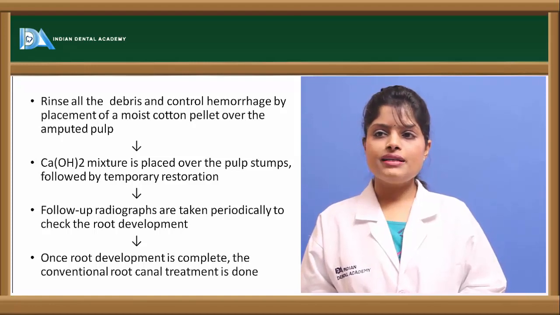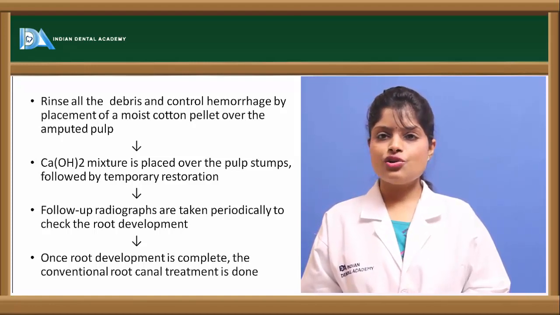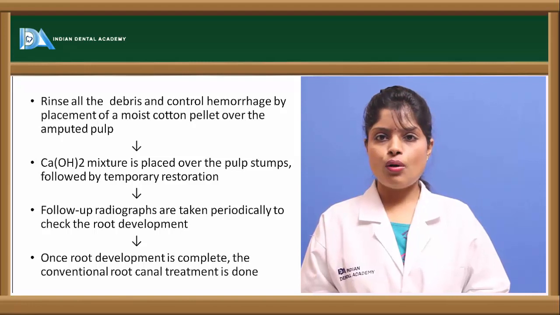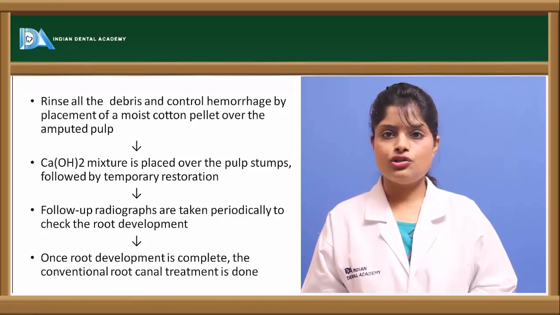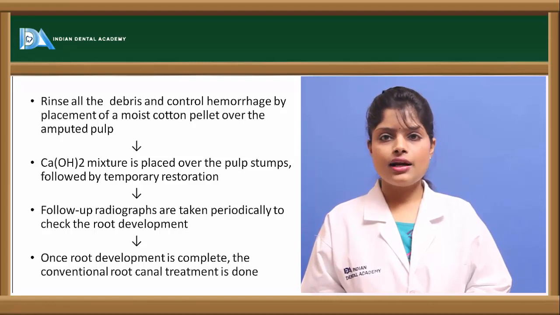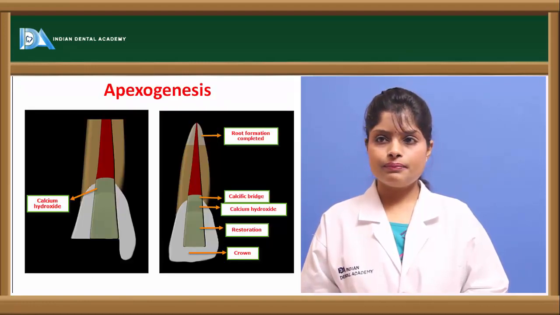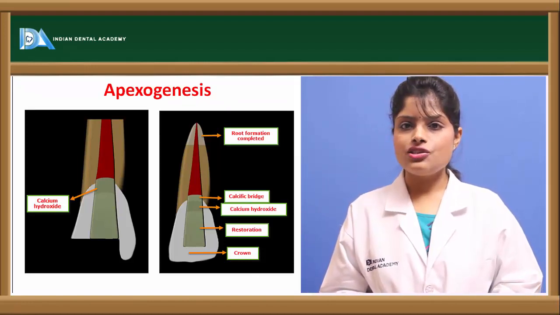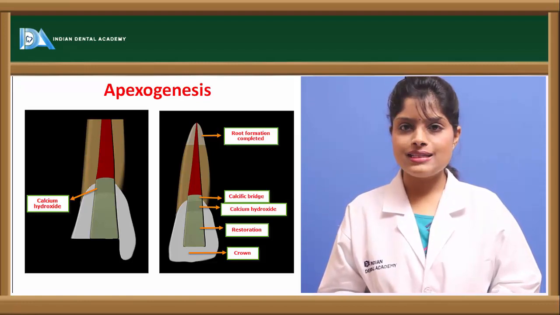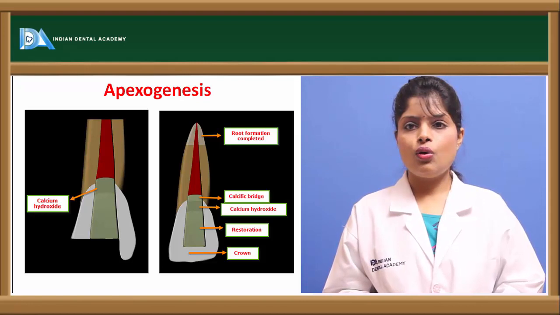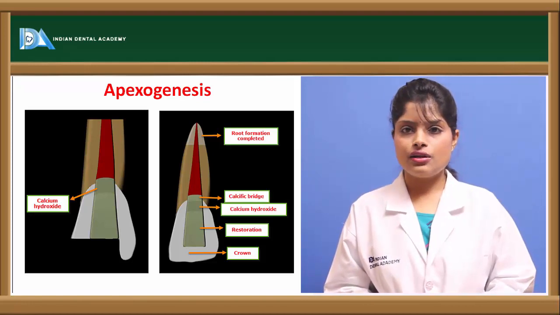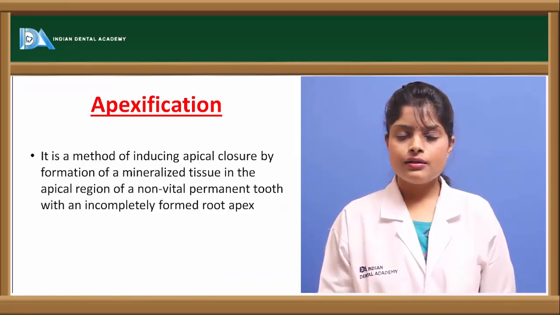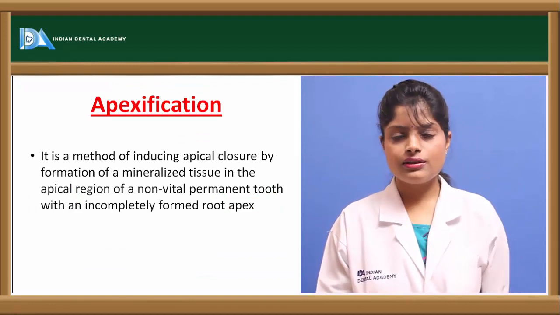Once the root development is complete, conventional root canal treatment can be done and the canal can be obturated with a permanent obturating material, that is gutta percha. Even thermoplasticized gutta percha can be used. So this is a picture in which we can see that a calcific barrier is obtained by placing calcium hydroxide slurry over a period of time, and finally the restoration is done and a crown could also be placed on the tooth. Advancing further to apexification.